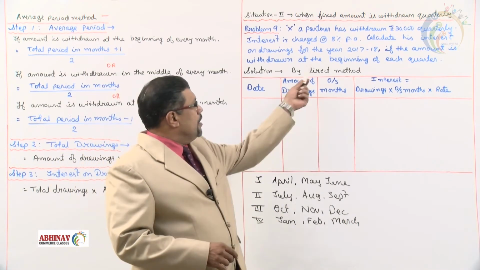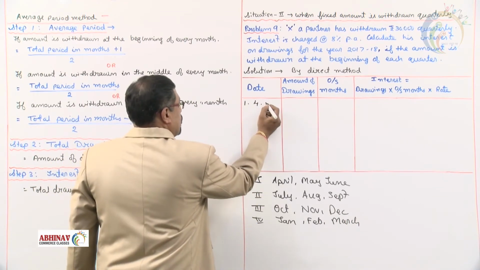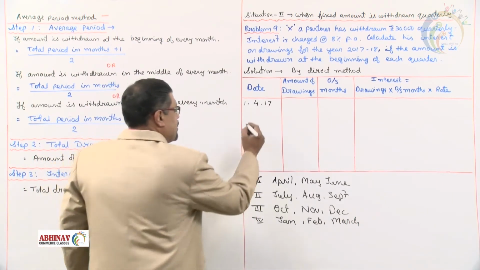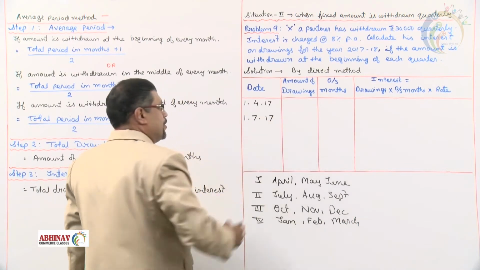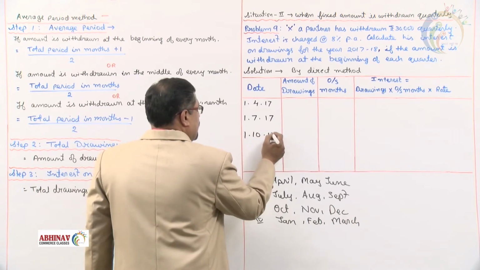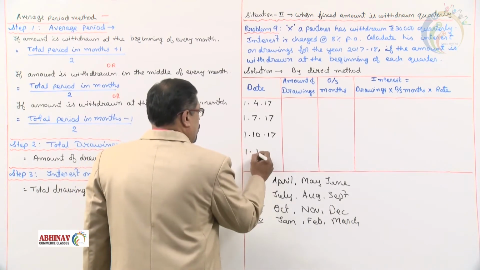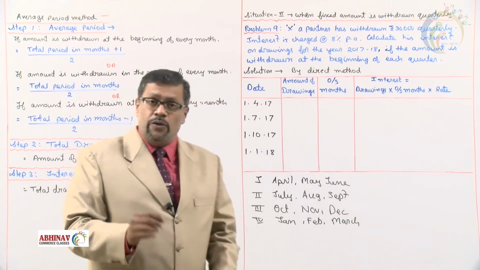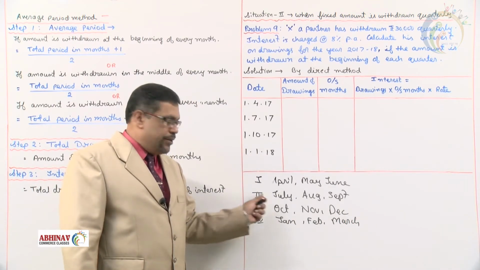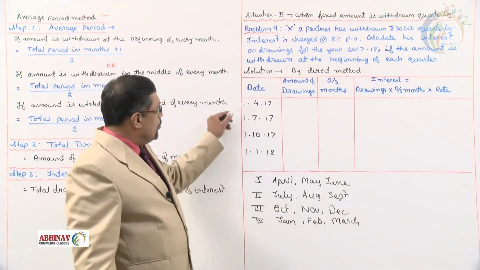When is the amount withdrawn? At the beginning of each quarter. At the beginning of the first quarter, that means the first amount is withdrawn on 1st April 2017. At the beginning of the second quarter, that means the amount is withdrawn on 1st July 2017. At the beginning of the third quarter, that means the amount is withdrawn on 1/10/2017. At the beginning of the last quarter, that means the amount is withdrawn on 1/1/2018. This is how we take the dates. Understand? First quarter starts from April, second July, third October, fourth January, at the beginning of every quarter.